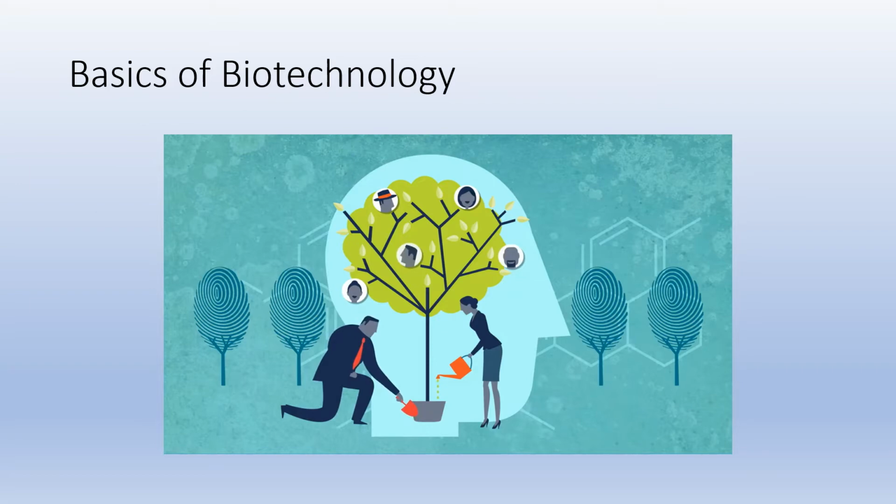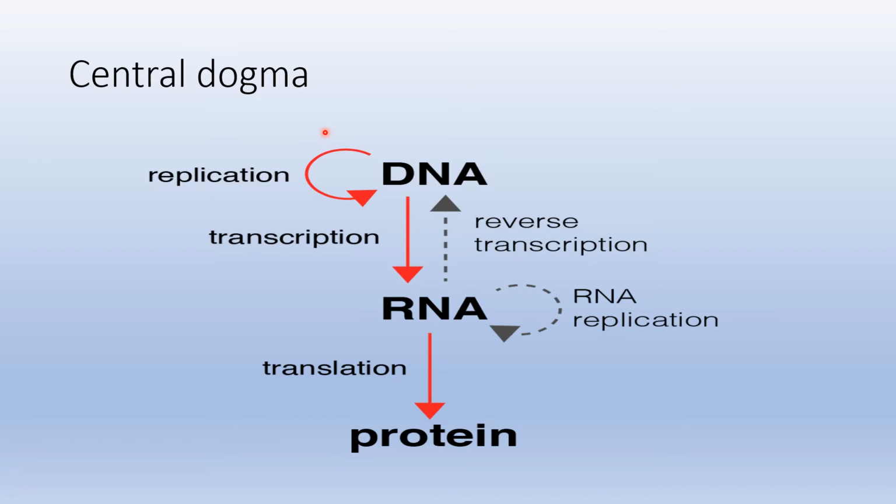In this tutorial, I am going to discuss the central dogma. Do you know what exactly the central dogma is? It is a process by which the instructions of DNA are converted into functional products. See, DNA is converting into RNA and RNA is converting into proteins.